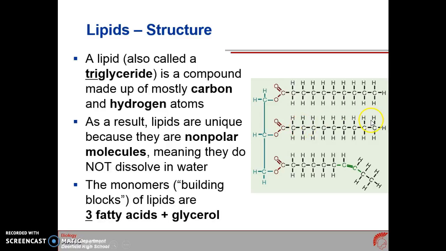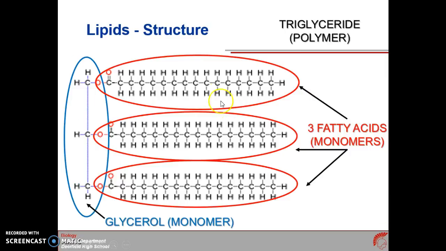These are long chains of carbon with hydrogens bonded to them. If it's saturated, then you'll see a double bond between 2 of the C's. If it's unsaturated, you will just see single bonding. So we have the glycerol backbone with 1, 2, 3 fatty acids. These are the monomers. Together, these are the building blocks for a lipid.